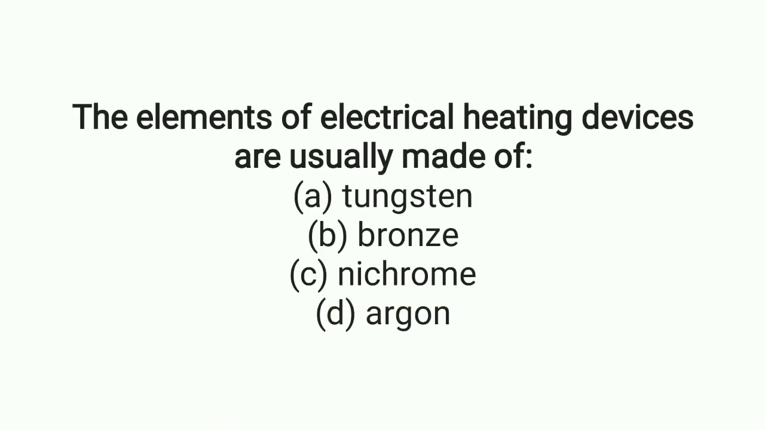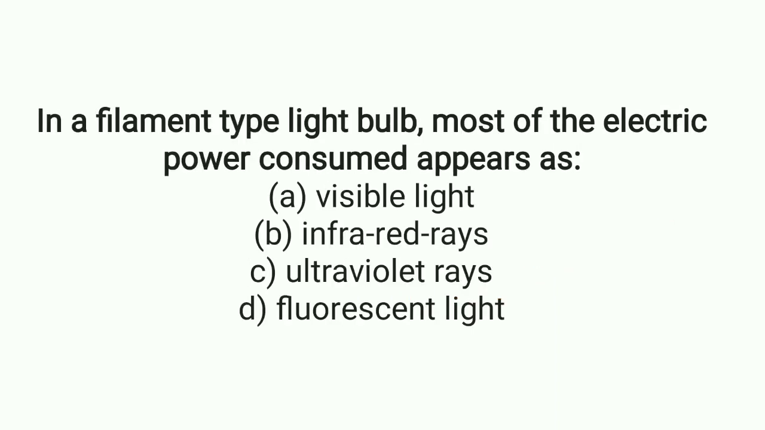Next question. The elements of electrical heating devices are usually made up of option A tungsten, option B bronze, option C nichrome, option D argon. So the heating electrical devices are made up of nichrome wire because nichrome is an alloy. As it has high resistance, all the heating devices are made up of nichrome wire.